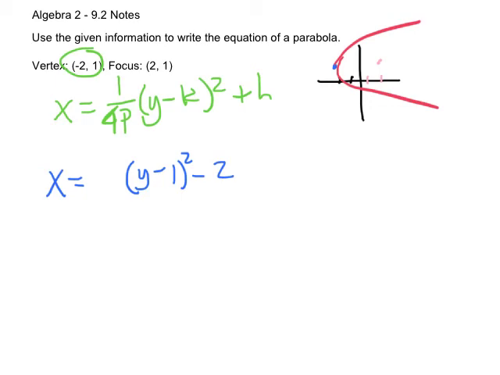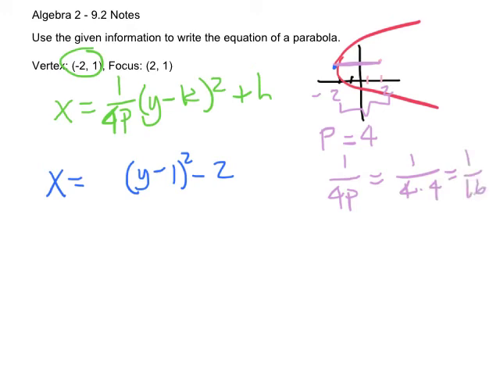vertex to the focus. Well, we're looking at this distance right here. Well, how far is that? Well, I'm going from negative 2 to positive 2. How far is that distance right there? It's 4 units. So 1 over 4p, if this is what p is, then 1 over 4p is going to be equal to 1 over 4 times 4, which is 1 over 16. And now that we've got that guy, we have the equation of our parabola.